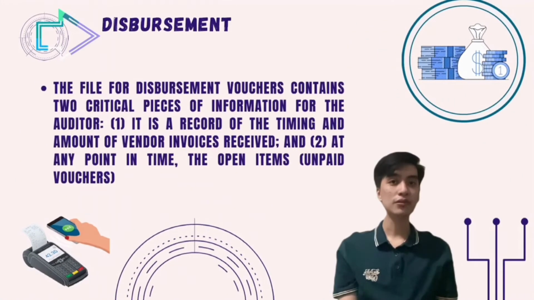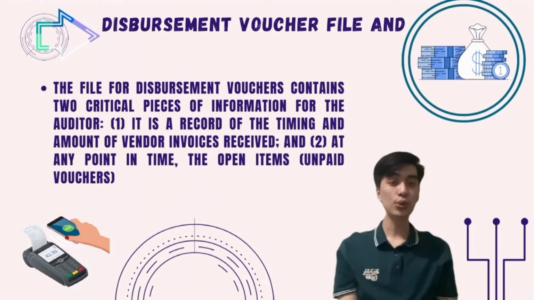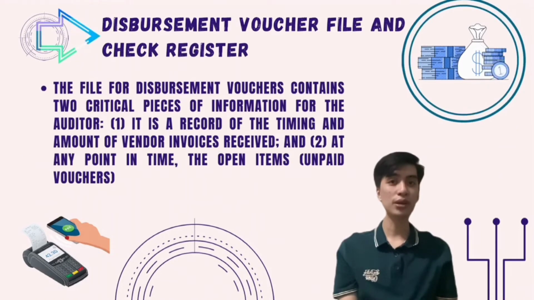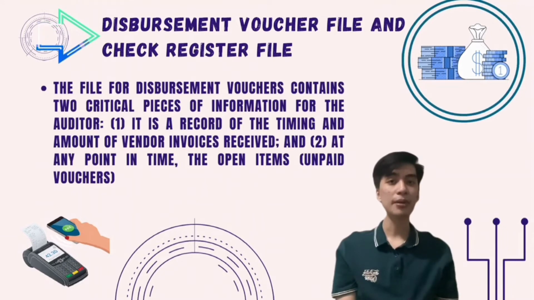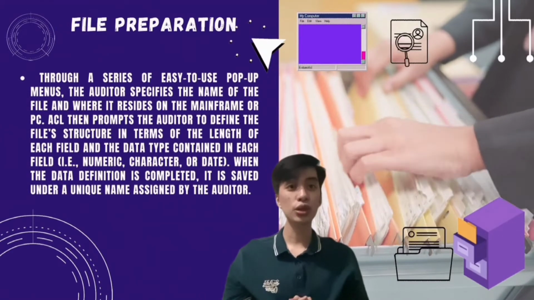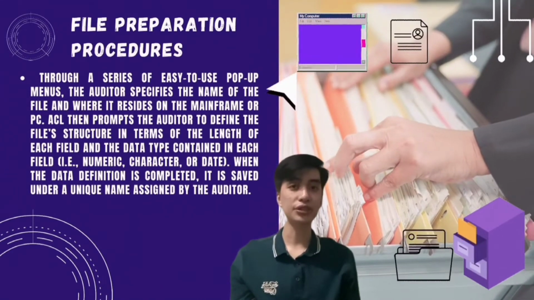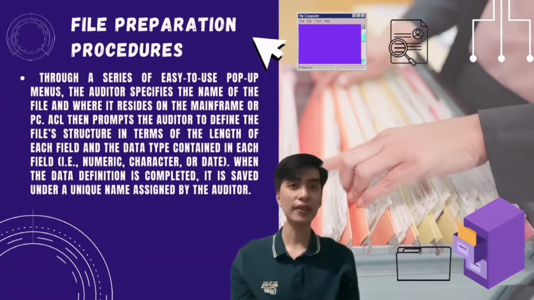The file for disbursement voucher contains two critical pieces of information for the auditor. First, it is a record of the timing and amount of vendor invoices received. And second, at any point in time, the open items and paid vouchers in the file constitute the company's outstanding accounts payable balance. In addition, we will also discuss file preparation procedures or the process of handling files.